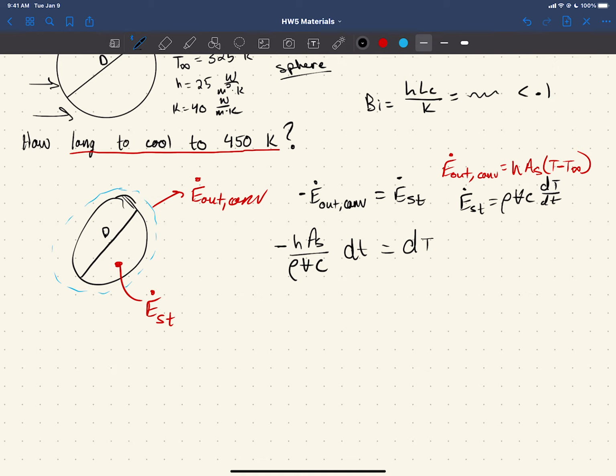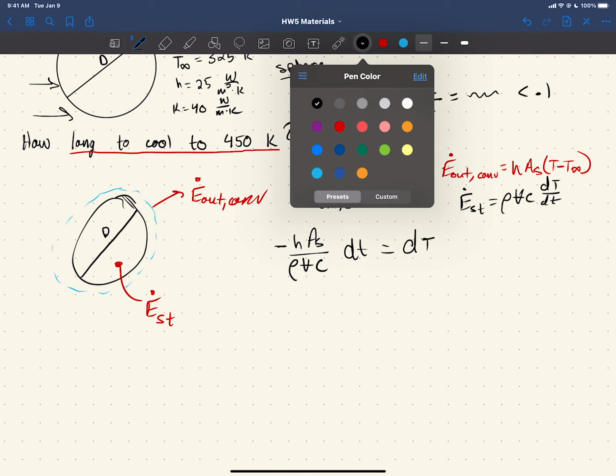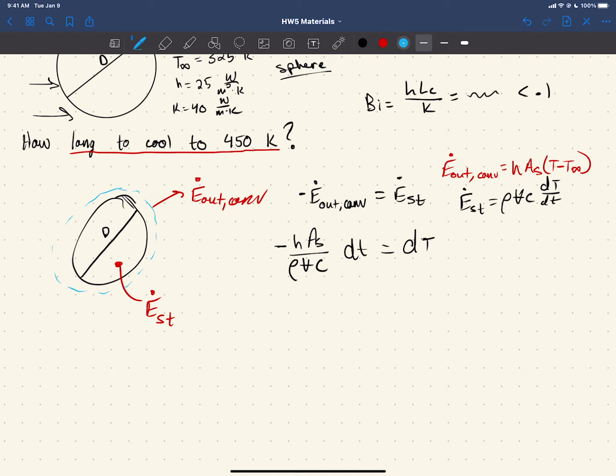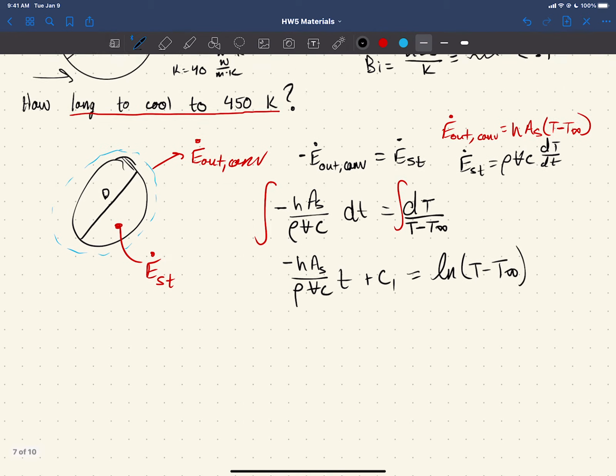If you plug all that in and do the algebra, don't forget the negative sign on the E dot out on the left side. You divide the rho V C over, and this is what you get. You integrate: minus h A sub S over rho V C times t. Oh, shoot, completely forgot. This is what I get for trying to be quick. There's a T minus T infinity on the bottom there, which is very important that you do not forget. Let's add a constant to the left side, and this is going to be your natural log of T minus T infinity. Sorry about that slip up.